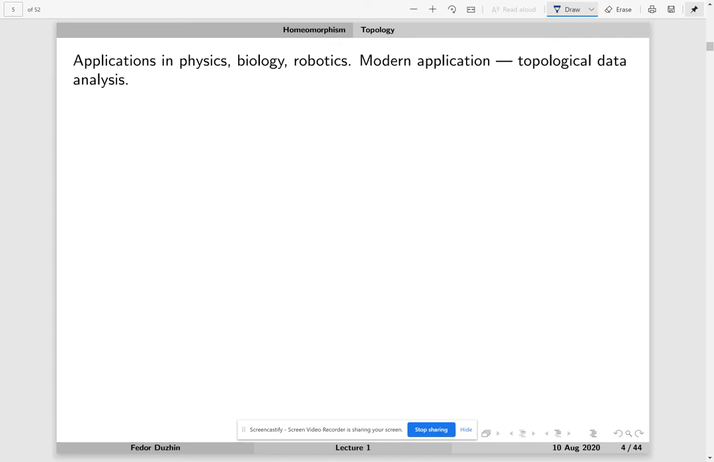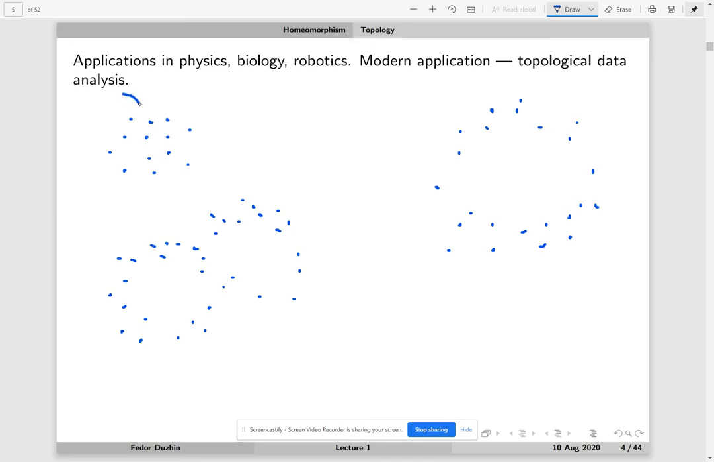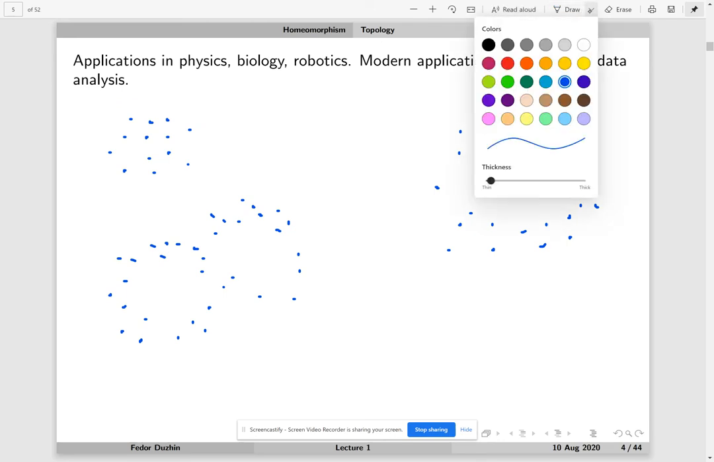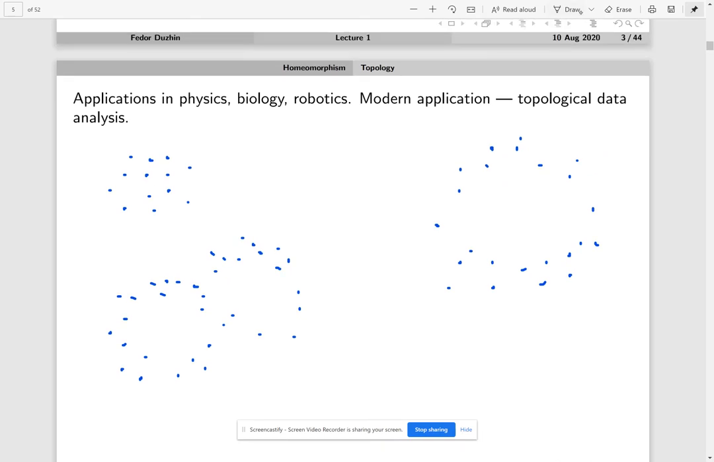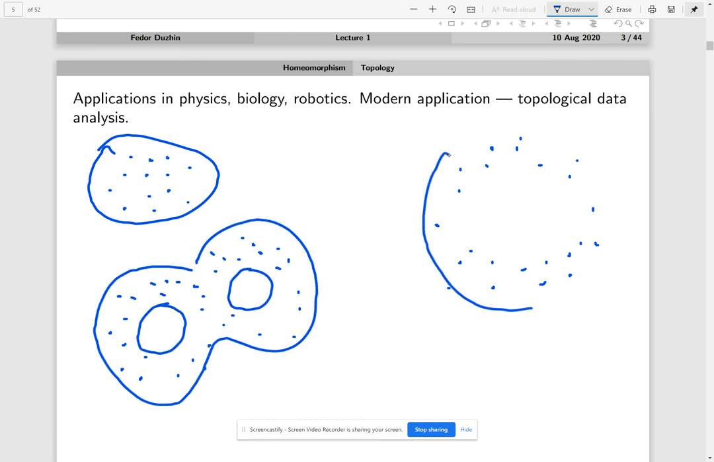Imagine the first situation: these points are just scattered around some area. And another situation when these points are scattered around something like a circle. And maybe a third situation is when we have some points that are scattered around something like a figure 8 shape. So here is just an area, here is something like this with two holes, and here is something like a circle, right?